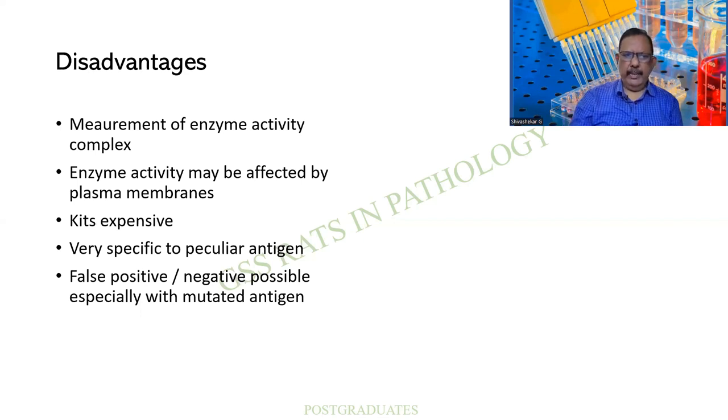The disadvantages can be that it is a measurement of an enzyme activity complex, not a tissue also. Enzyme activity can be affected by the plasma membranes. So that is somewhat different. Probably when there is some kind of a lysis or a rupture of the enzyme, there can be a change. The kits are quite expensive, very specific to a peculiar antigen. That is why the companies thrive on them. False positive, false negative is probable. And particularly when there is a mutation of the antigen, we can get a wrong result.